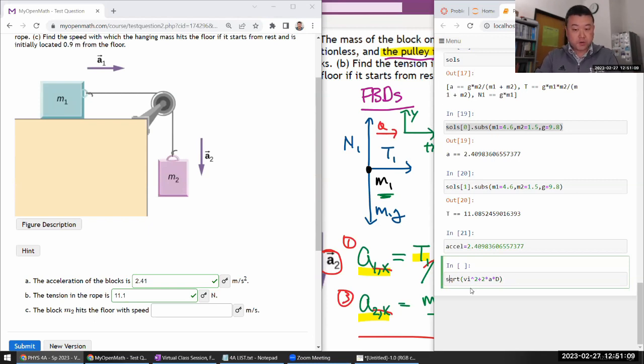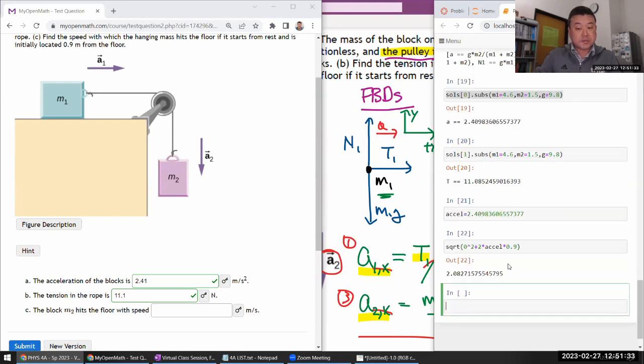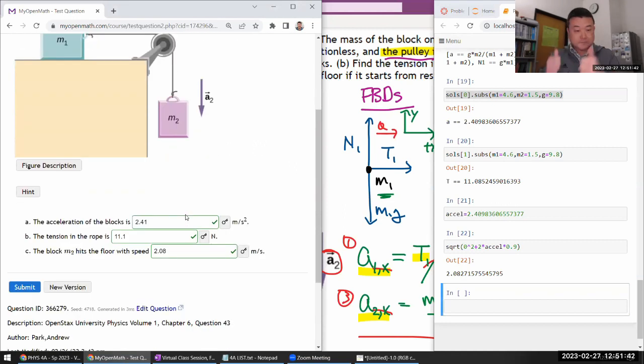So let me just do that. I have the square root of, my initial speed is going to be 0 because it's starting from rest, 2 times the acceleration, that's the acceleration I copied from above, the acceleration that we figured out from solving A and B. And the distance it travels will be 0.9 meters. I made sure to enter everything in basic SI units. So when I enter this, I get 2.08. It should be in basic SI units, so 2.08 meters per second. And let's make sure. Yep, that's it.